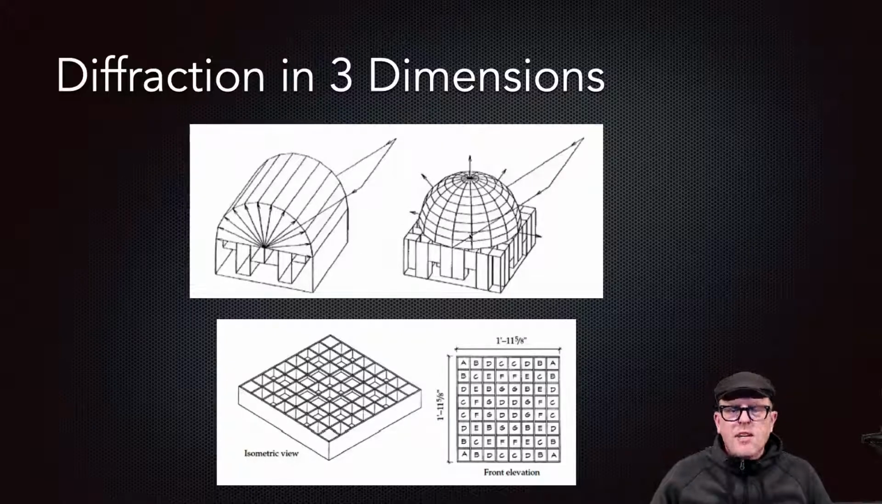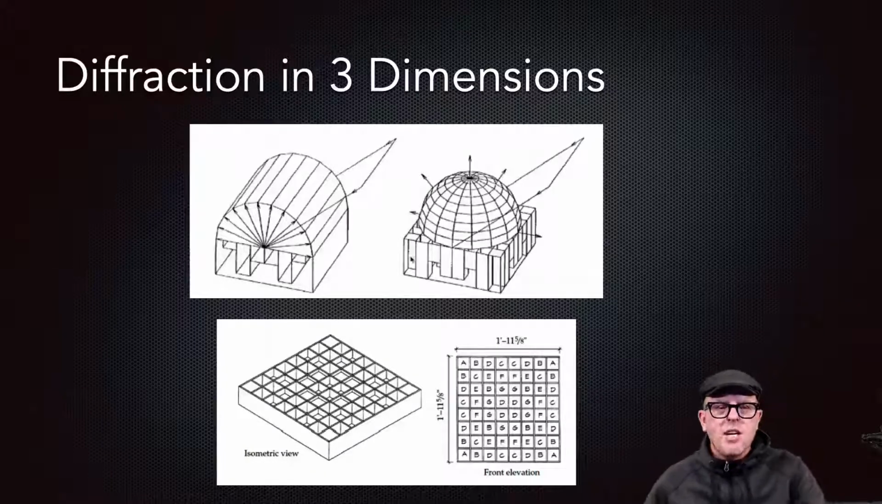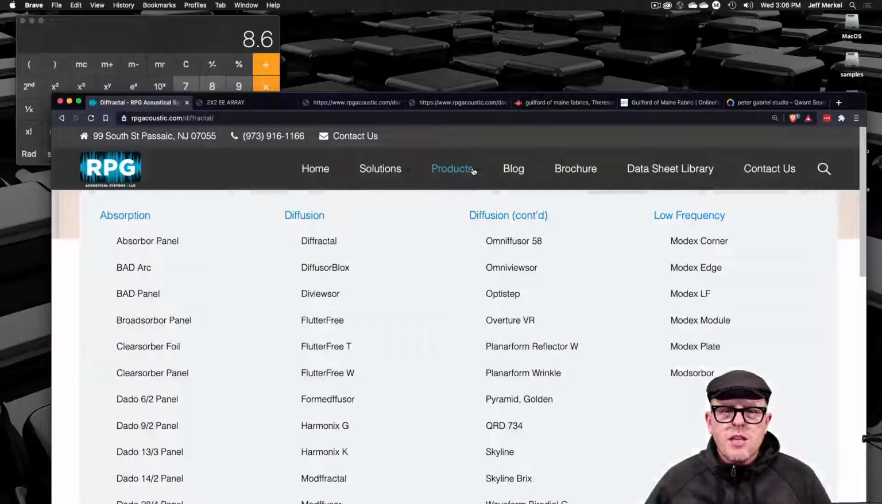So it can work in the X and the Y. Basically what they've done, they being RPG and these other smart acousticians, is come up with the number theory sequence so that it works in both this direction as well as this direction right here. So that's the Omni ones that we were just looking at over here in RPG. So that's what we see with the Omni fuser.